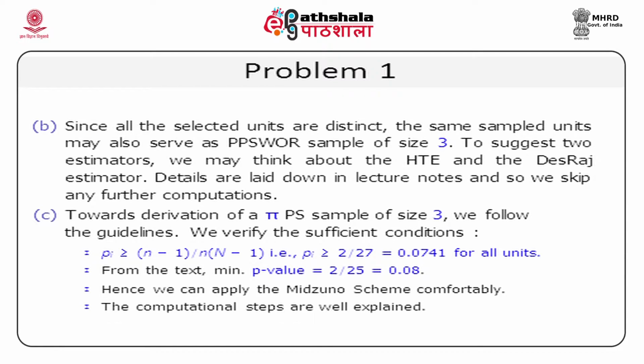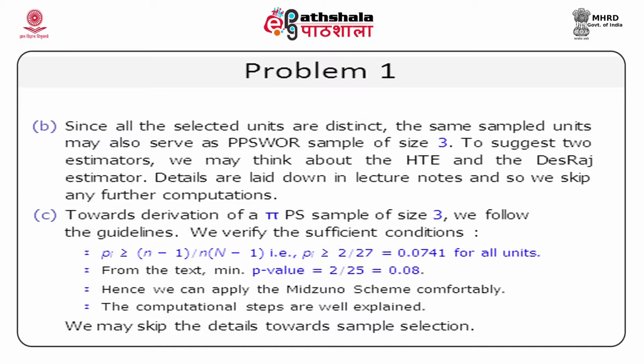Towards derivation of a PPS sample of size 3, we follow the guidelines given in the text. First, we have to verify a sufficient condition. Sufficient condition is pi has to be greater than or equal to every single pi, the normed size measure has to be greater than or equal to this expression, which simplifies to 0.0741.